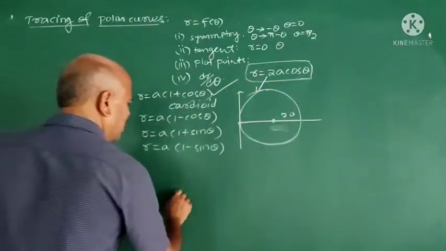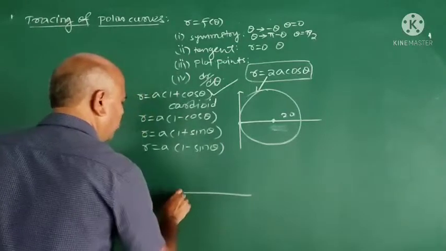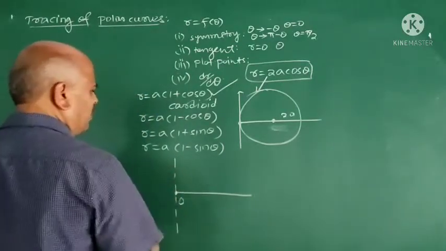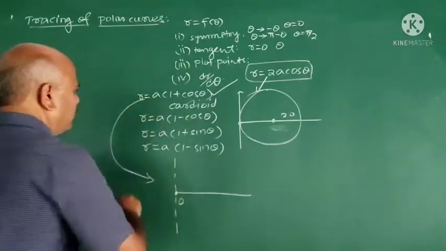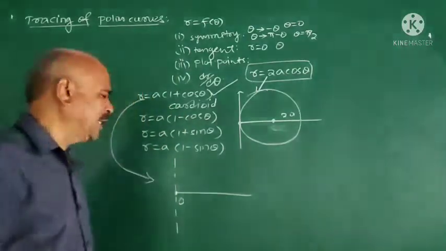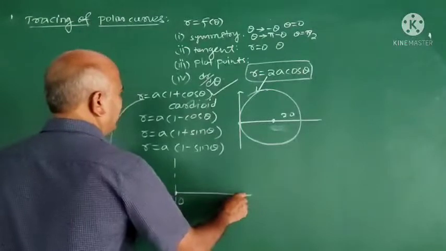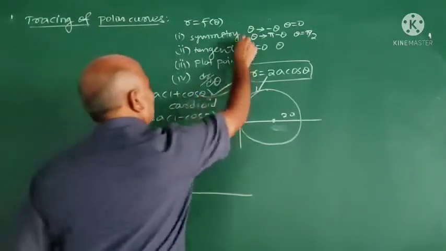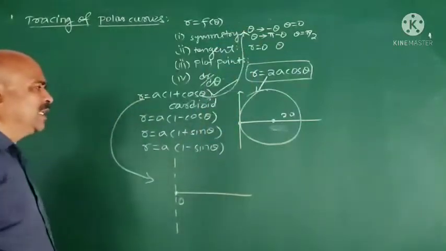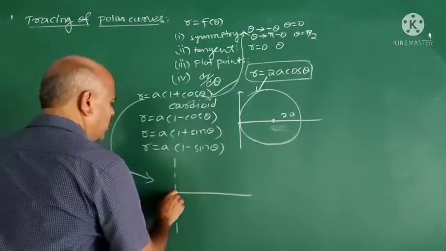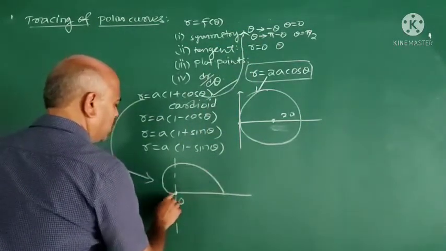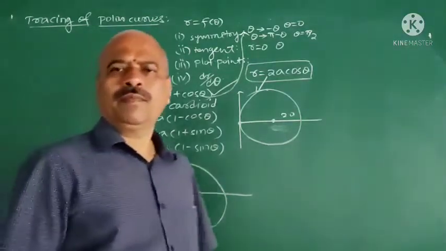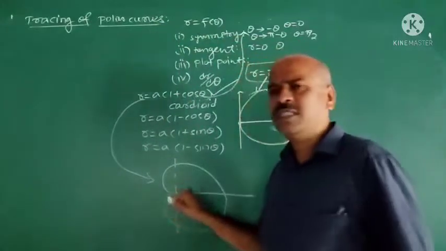What is the shape of this? Suppose this is the initial line, O is the pole, and this is the line theta is equal to pi by 2. This curve R is a into 1 plus cos theta is symmetric about initial line, because if you change theta to minus theta, it remains unaltered. Therefore, the curve is like this. This is the curve, symmetric about initial line, leaf shape.